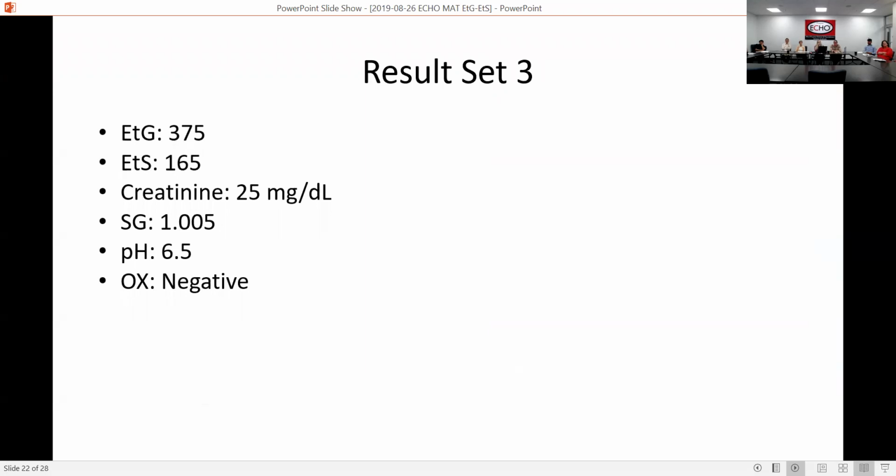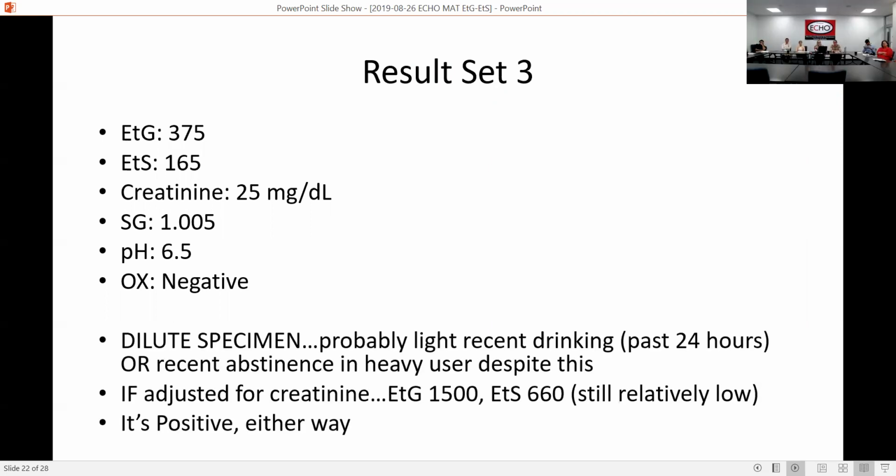Results at 375 EtG, so above cutoff. I can give you a number. ETS 165, a little bit above cutoff. Creatinine 25 and specific gravity 1.005, which are both dilute. pH is neutral and oxidants negative. Creatinine's dilute. Yes. What's not dilute? Right. It's probably much higher. Yeah, and I have a little discussion about that in a minute. Are there any questions? So no, you did exactly that.